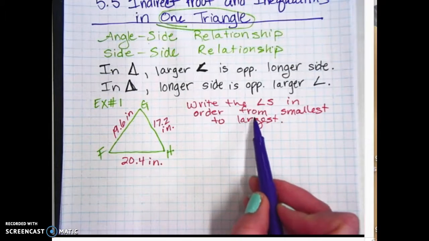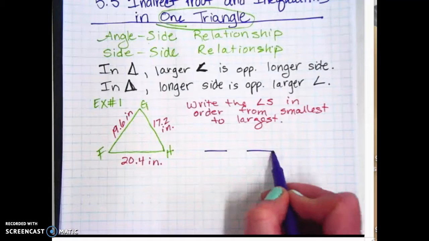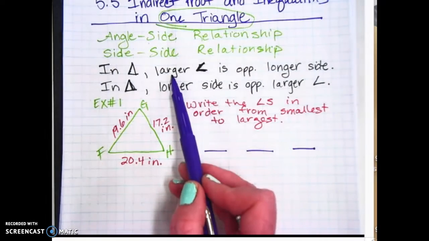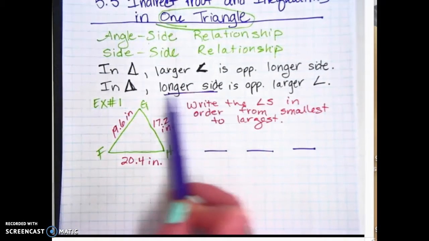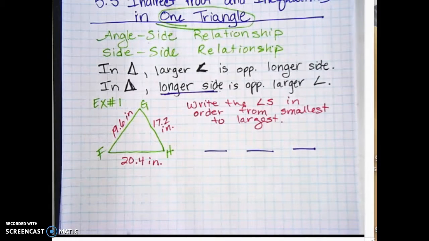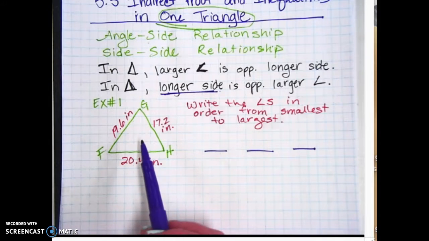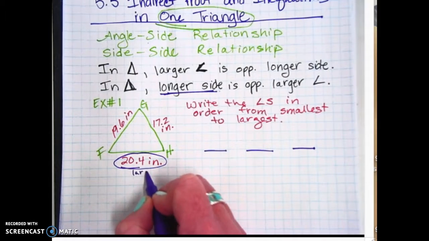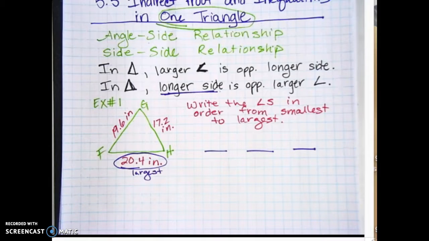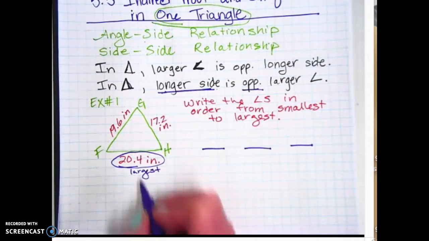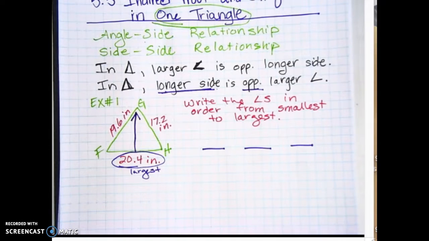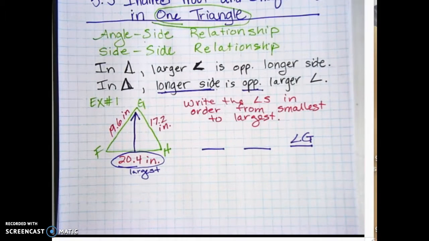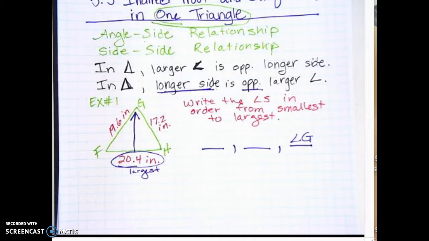Okay, so if we're going to go from smallest to largest, we're going to have three angles, right? So which of these three sides is the larger? Oh, sorry, we're going to use the second one. The longer side is going to be opposite the larger angle. So which one's the longest side? This one right here, the 20.4, is the largest. And so it is opposite the largest angle. So the largest angle is going to be which one? G. So I'm going to put that one on the third one. Angle G is going to be the largest, or longest, when you say longest. Okay?